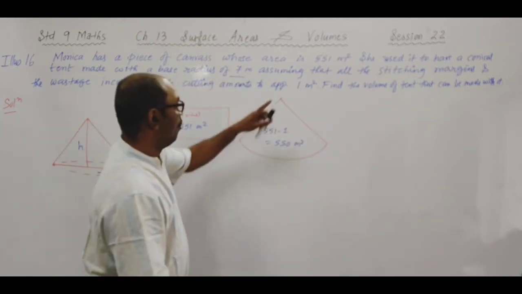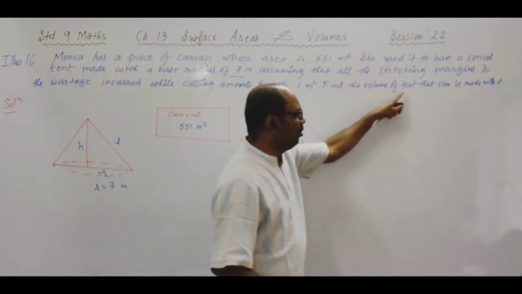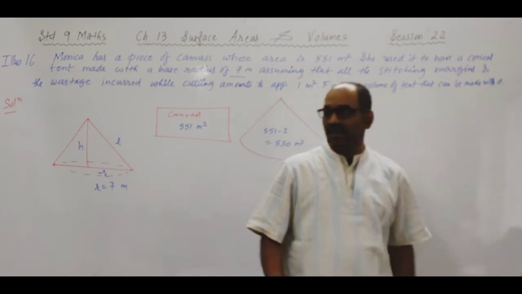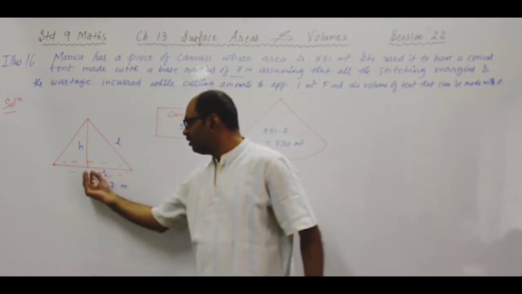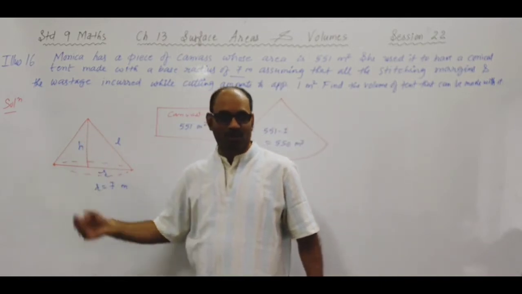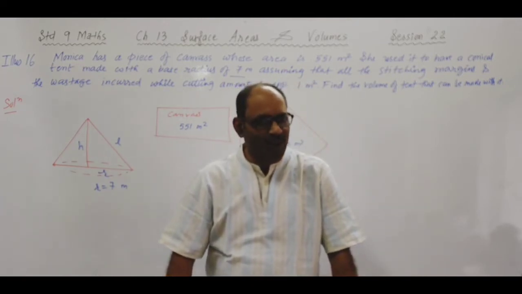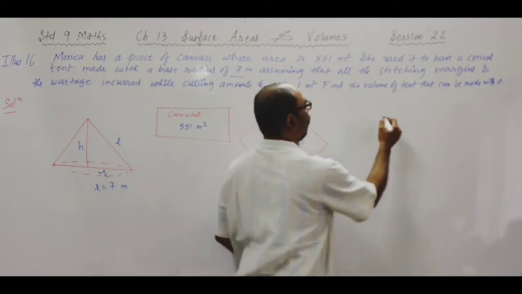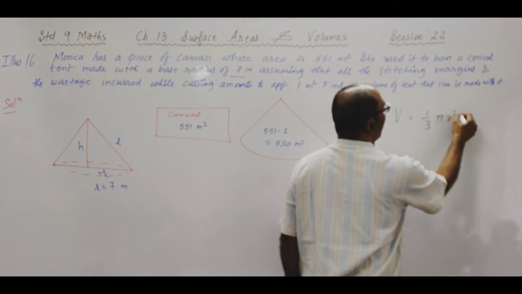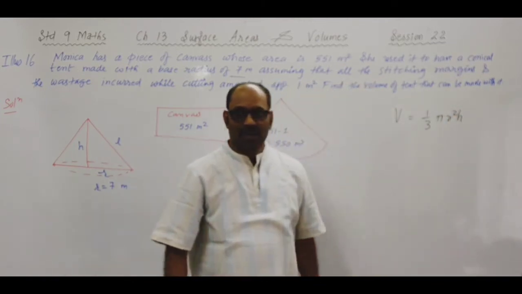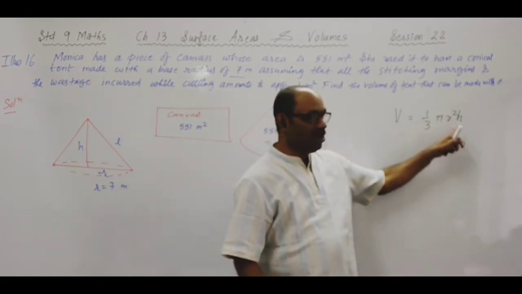What is our target? Find the volume of the tent that can be made with it. When you make the tent, of course this is empty, and the empty space will be occupied by air. So volume of air, or volume of tent, that is what we have to find. Formula: volume is equal to 1/3 pi r square h. My goodness, the radius of the tent is there, height is not available.